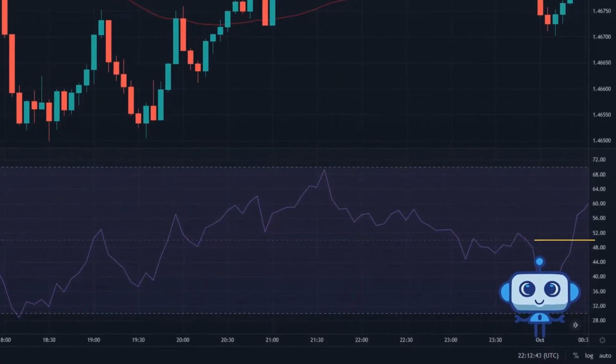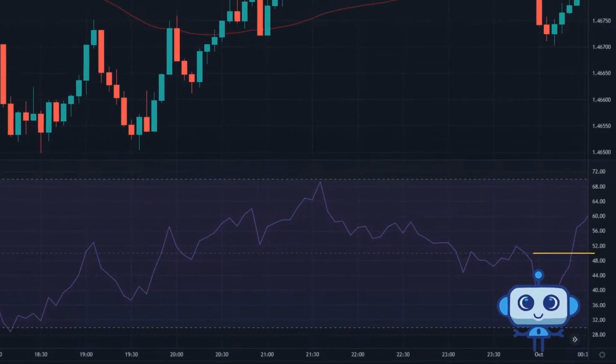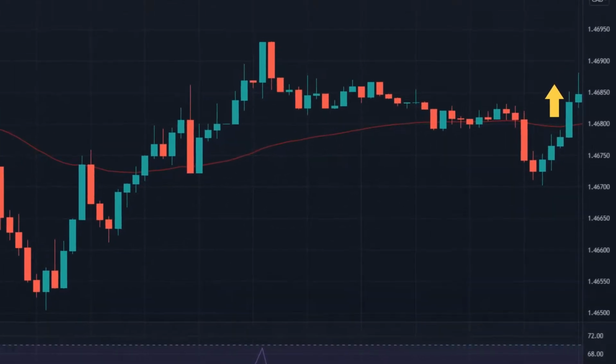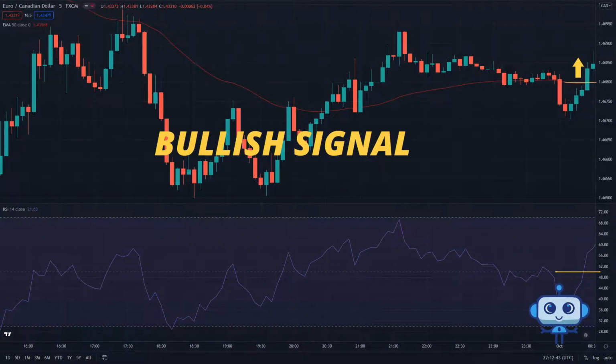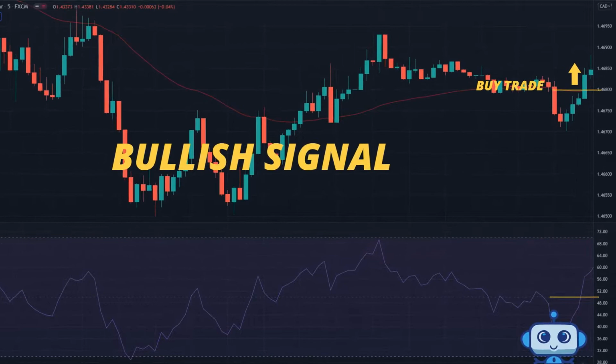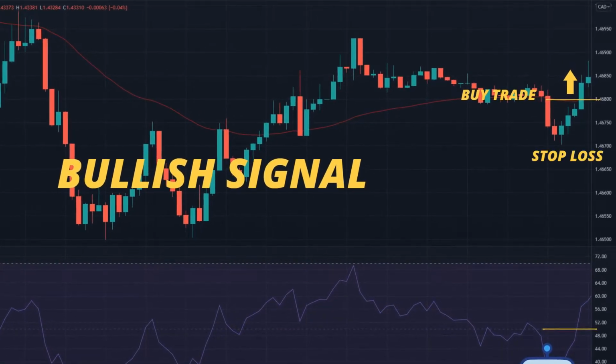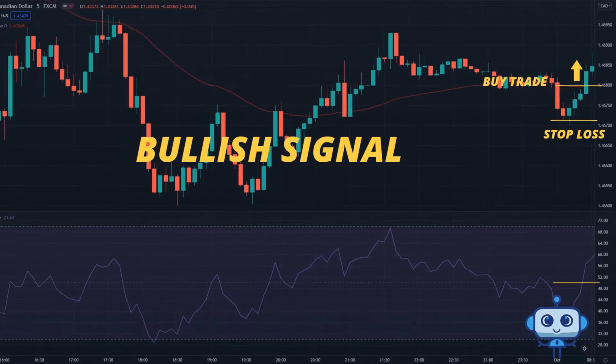Around the same time, the price that was keeping below the EMA also moved above the EMA line. Following our strategy, this is a bullish signal. So a buy trade is placed at 1.46800. The stop loss is kept below the EMA around 1.4665.